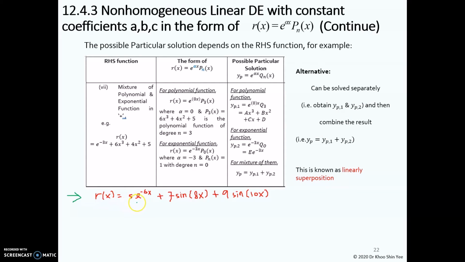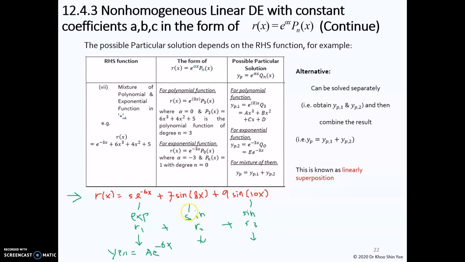Try to solve this example. So you see the right-hand side is the summation of an exponential function and two sine functions. Therefore, the right-hand side function is equal to R1 plus R2 plus R3 here. Based on each right-hand side function here, you propose the particular solution. For the R1, you have 5 exponential negative 6x. Therefore, the particular solution is equal to A e^(-6x).